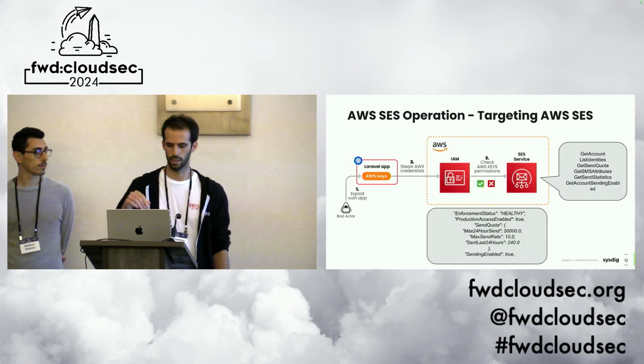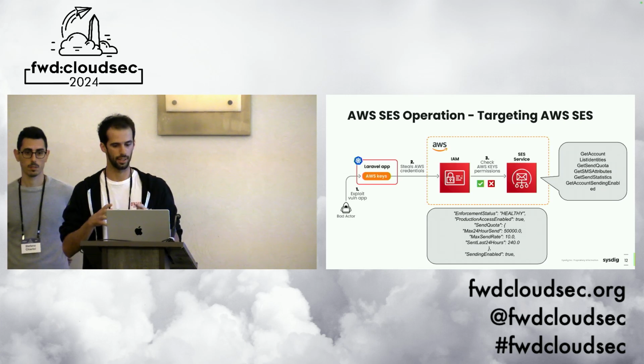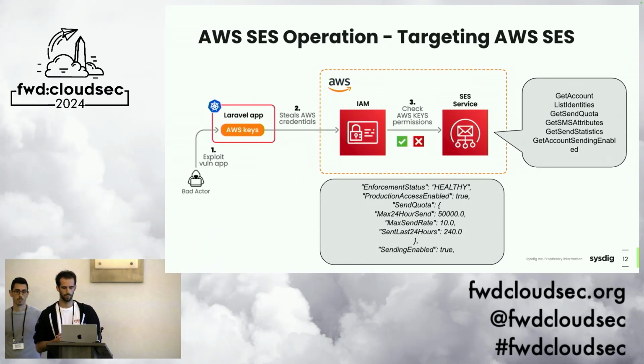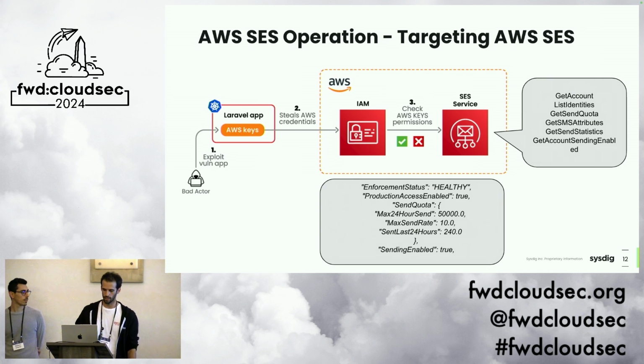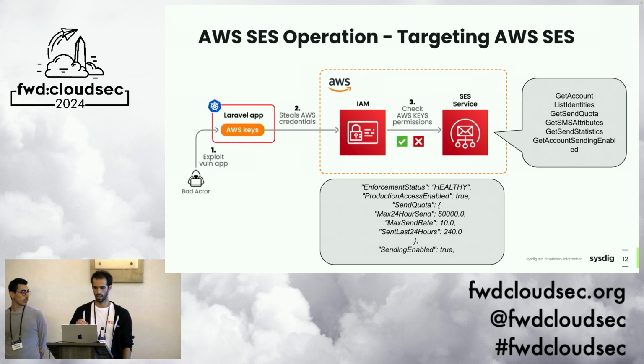So once in the AWS account, what these attackers started to do was, of course, targeting SES. To do that, they were mainly interested in knowing if the AWS keys had proper permission to call those APIs, and second, if the SES account of the victim had production access. And that was actually the case.